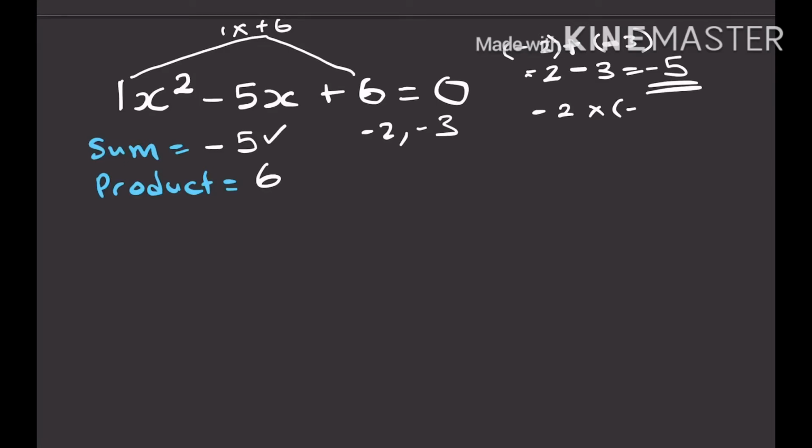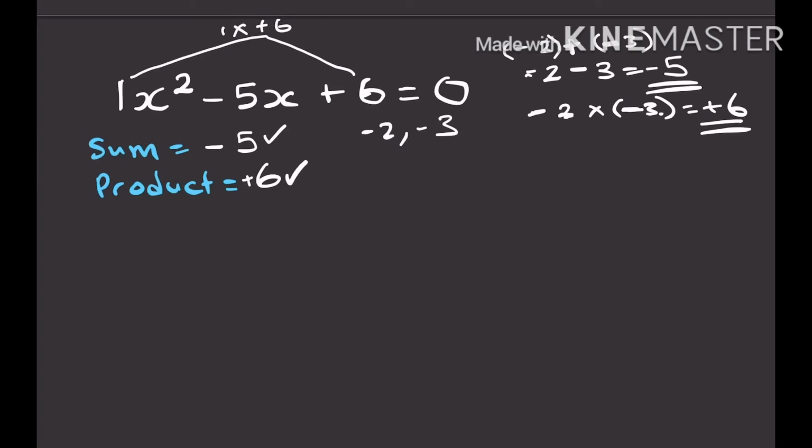Let's multiply them. Minus 2 times minus 3. A minus times a minus is a plus, and 2 times 3 is 6. So that's what we have here, the same as plus 6. So we have a sum of minus 5 and a product of plus 6.